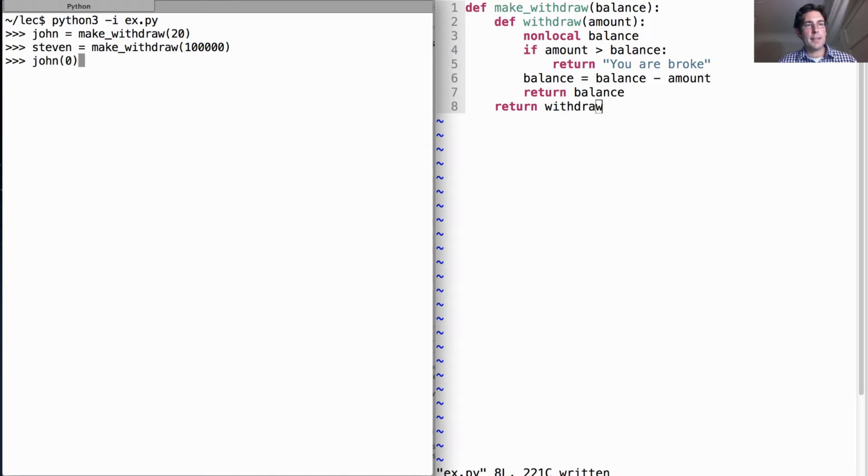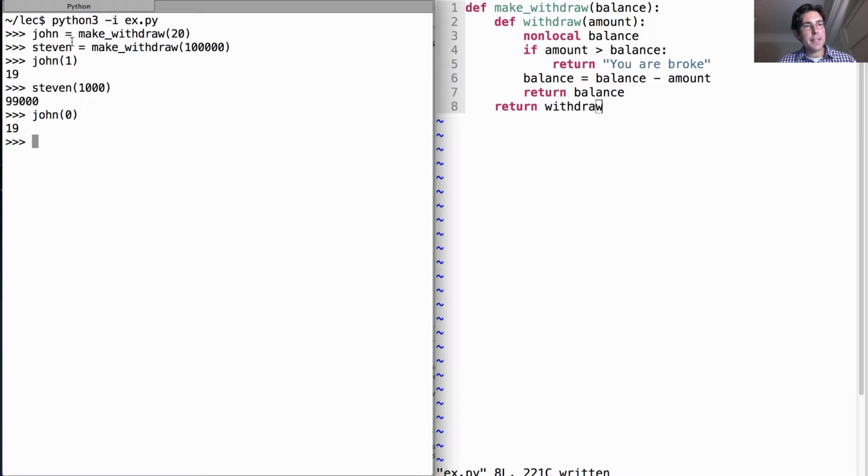So if John withdraws $1, then he has 19 left. And if Steven withdraws $1,000, then he has $99,000 left. Now what about poor John? John still has, let's withdraw 0 just to figure it out, still has $19. So Steven and John have different bank accounts, right? They don't interact in any way, because we're not using any global names.